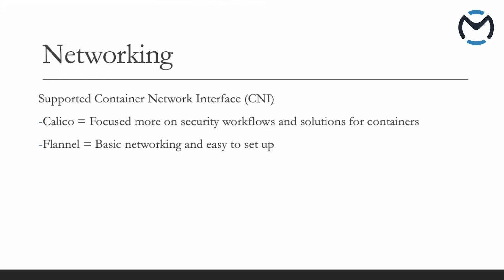Now, since we're talking about security, we all know that a lot of security starts with networking. From a container network interface, or CNI, perspective, OpenStack as of right now supports two CNIs. Calico, which is way more focused on security workflows and security solutions for containers. So if security is big on your mind, Calico is a pretty solid network framework from a Kubernetes standpoint. And then there's also Flannel, which is like out-of-the-box networking. It's easy to set up. If you don't have a network engineering or network administration background, this might be a little bit easier for you. But from a security perspective, I always recommend going with something like Calico because it is more focused on security. It's a little bit more difficult to set up, but that's okay.